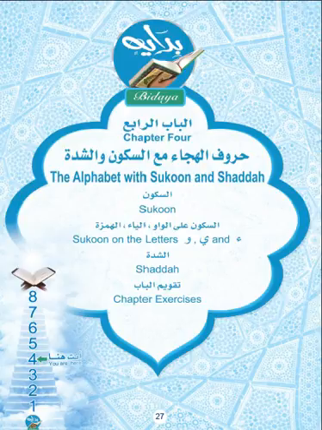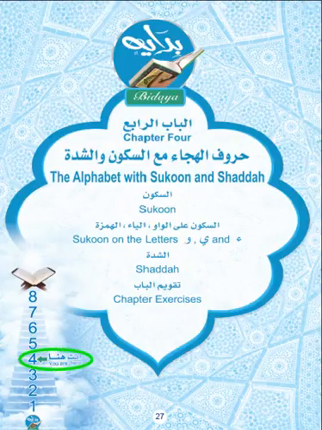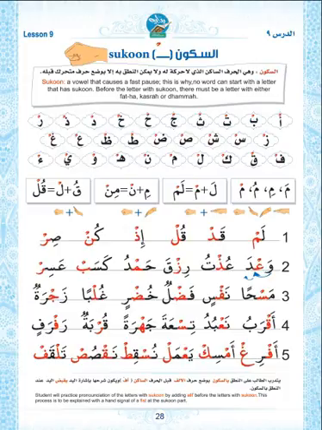We are beginning chapter 4, which discusses the alphabet with Sukoon and Shadda. As you can see, we are exactly halfway through. The student is halfway through the book and one step closer, inshallah, to reading the Quran. The first lesson of chapter 4 is lesson number 9, which discusses Sukoon.